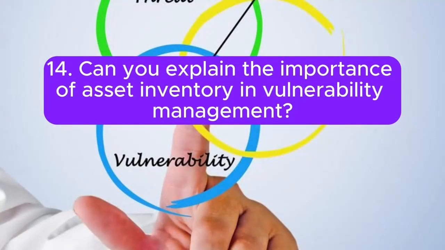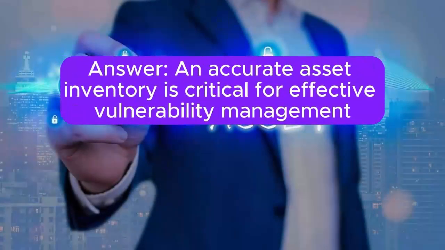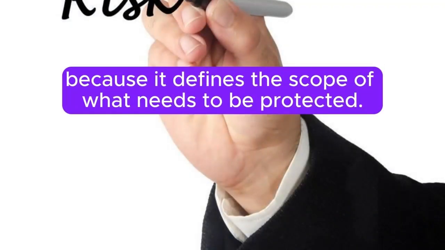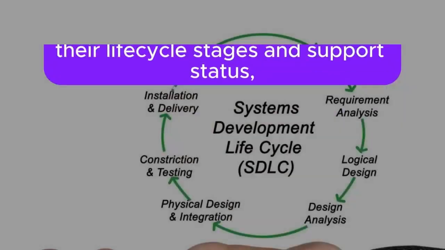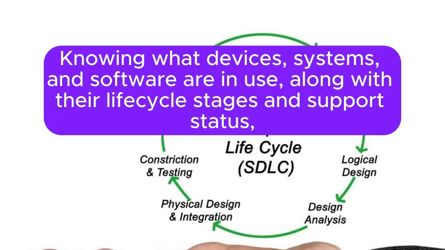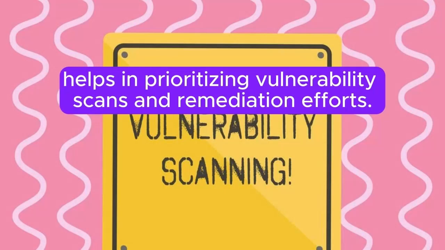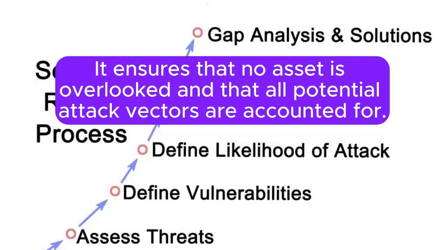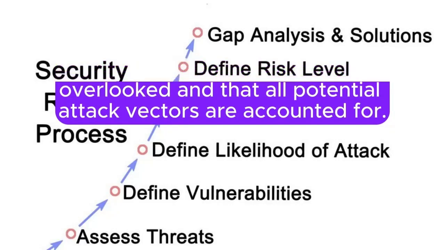14. Can you explain the importance of asset inventory in vulnerability management? Answer: An accurate asset inventory is critical for effective vulnerability management because it defines the scope of what needs to be protected. Knowing what devices, systems, and software are in use, along with their lifecycle stages and support status, helps in prioritizing vulnerability scans and remediation efforts. It ensures that no asset is overlooked and that all potential attack vectors are accounted for.